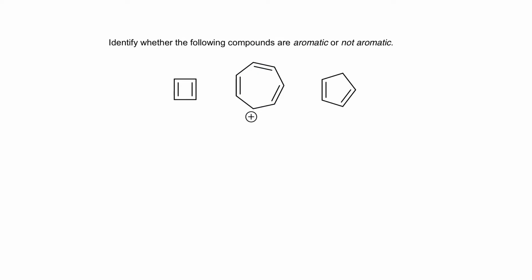Next question asks us to identify whether we have aromatic or not aromatic compounds. Remember that aromatic compounds need 4n plus 2 pi electrons. They need to be planar, and we need to have a series of p orbitals all around the molecule. So this molecule here, which has a CH2 group, does not have p orbitals, so this would be not aromatic.